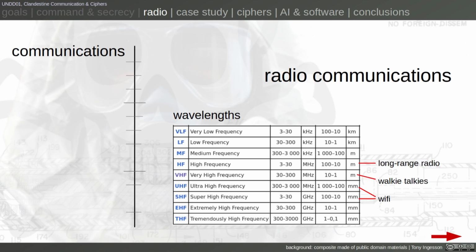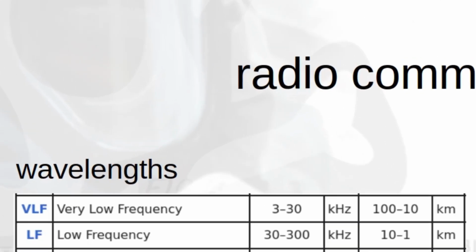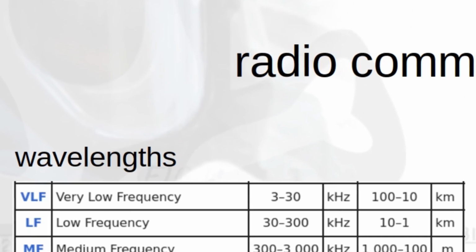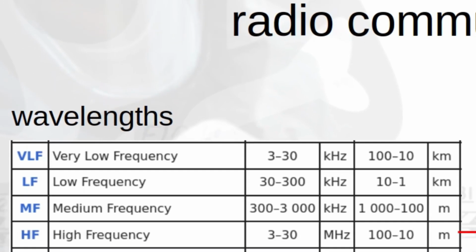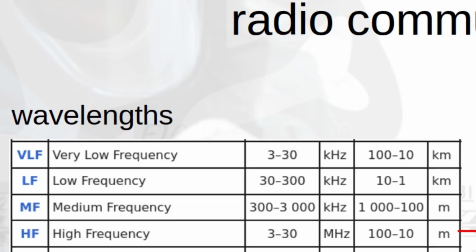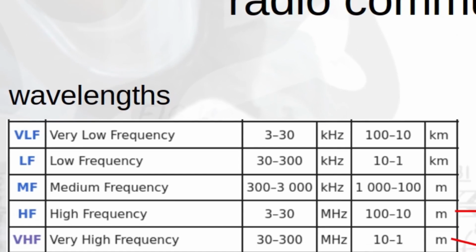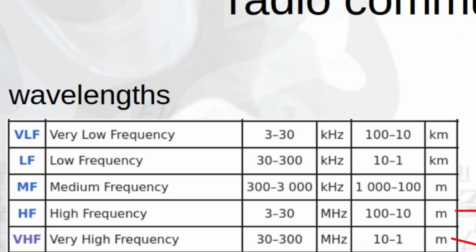So if we look at a table of wavelengths, we can see that at the top here we have the very low frequency, between 3 and 30 kilohertz, where you have these huge wavelengths, 100 kilometers to 10 kilometers. And then we move through the spectrum to low frequency, medium frequency, and then we have high frequency, which is interesting because high frequency allows for very long range in terms of radio, and that is why it's still used to this day. Then we have VHF, which is very high frequency, 30 to 300 megahertz.